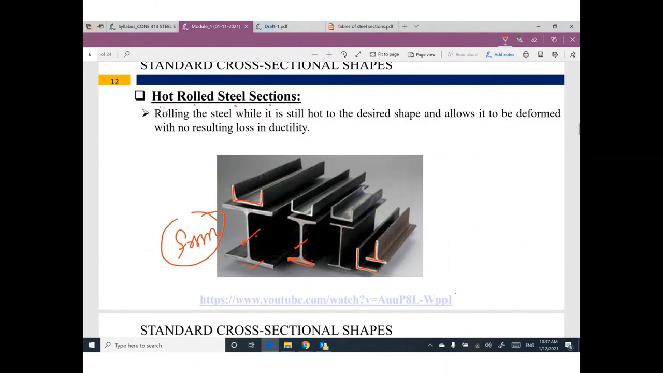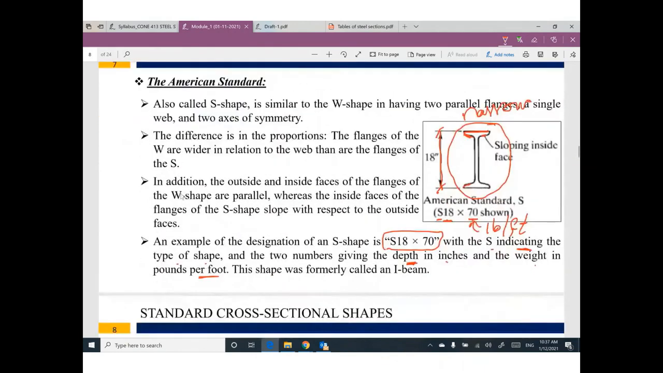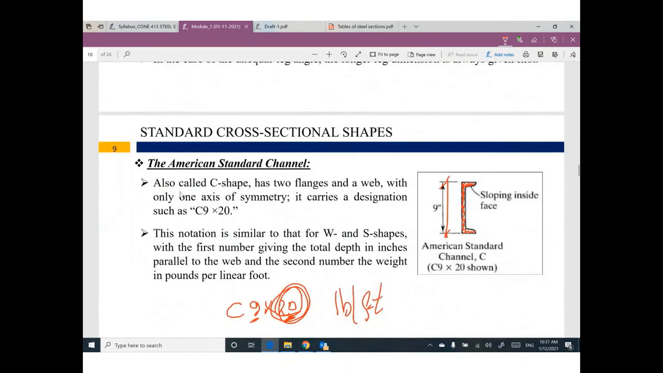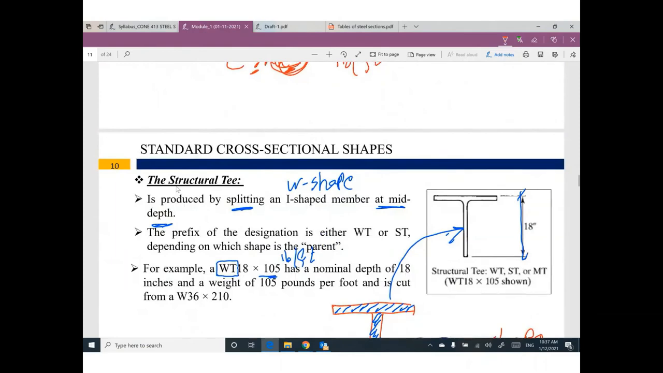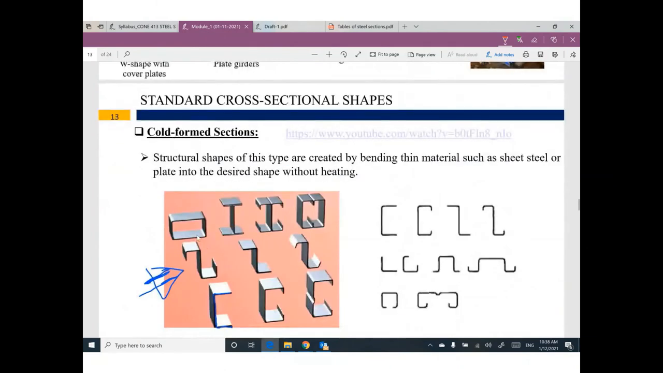Mainly, we have hot rolled steel section. You need to heat the steel first to be liquid. Then you can deform this steel to the desired cross section. This cross section can be W shape, American standard, angle shapes, channel or T section, or different types like bars, pipe, hollow, blades, or you can build what you want, which you call built up section. Combine different parts together, or you can get cold formed section. You don't need to heat the steel. You can deform it when it is cold, but this happens for very thin material.